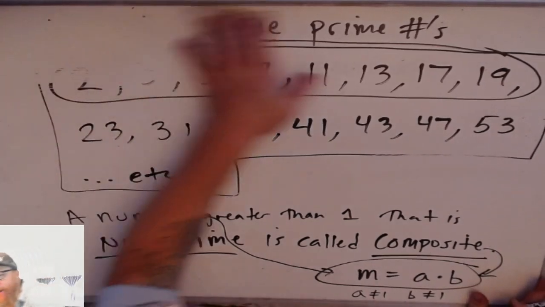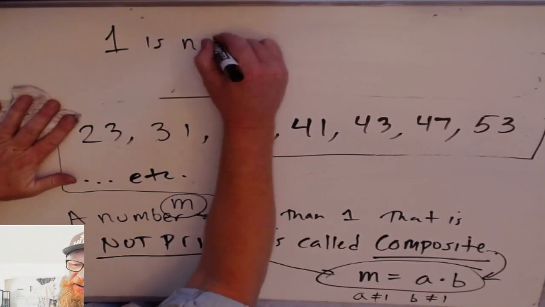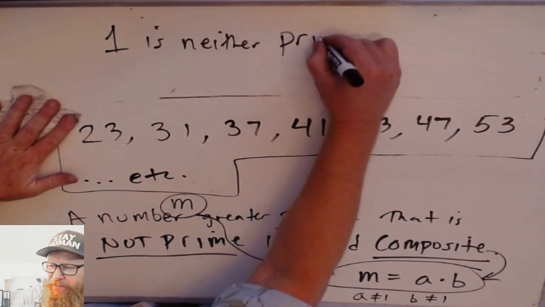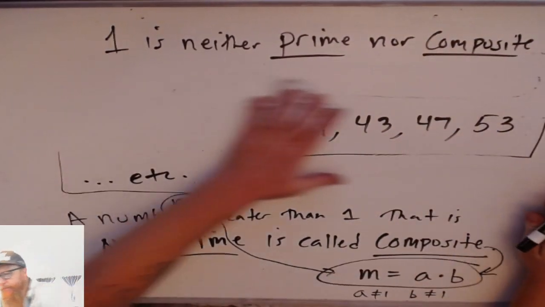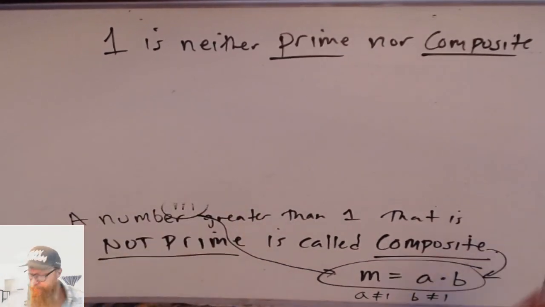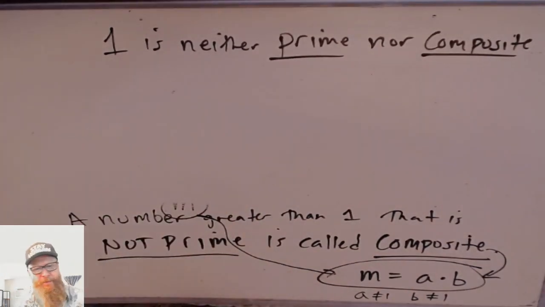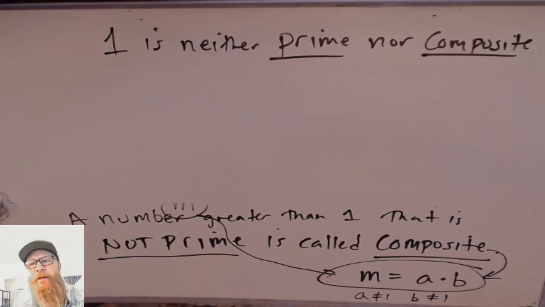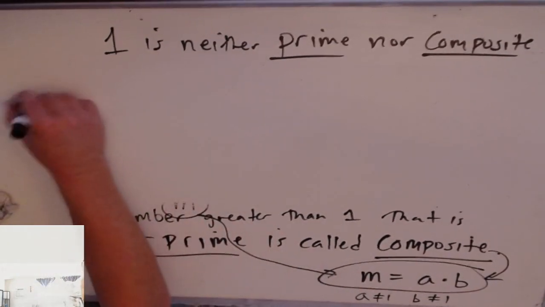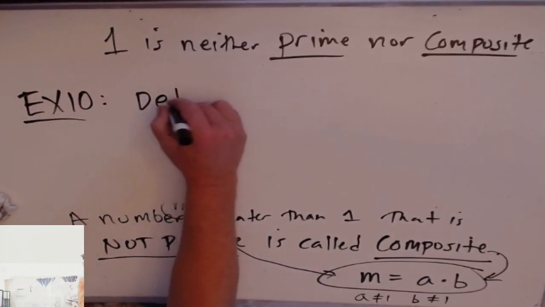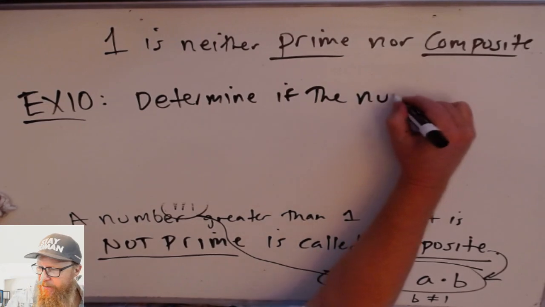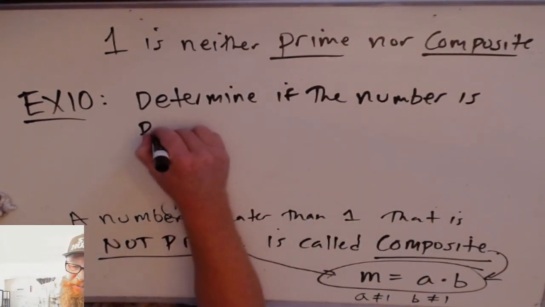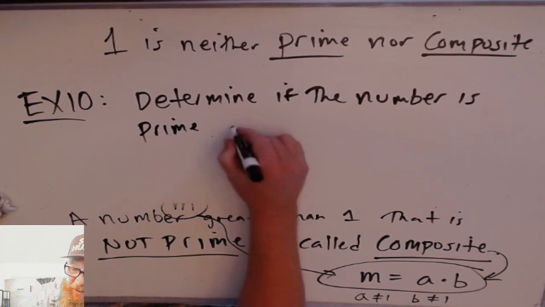And then I want to point out that 1 is neither prime nor composite. Okay. I guess that'll do it. I guess I could do one last example. If the number is prime or composite.